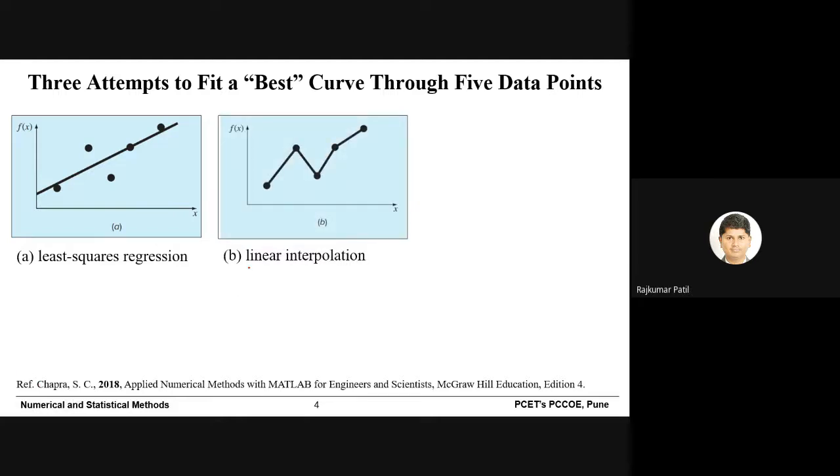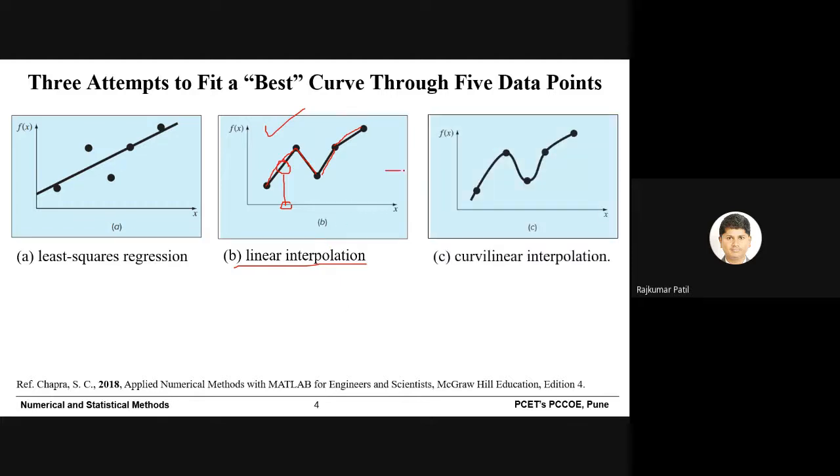Second is linear interpolation. What is done in linear interpolation? The data points are joined by means of a straight line, and accordingly you can do some prediction. When you connect these data points by means of a straight line, and find the value of y for a given value of x, then this approach is called linear interpolation.